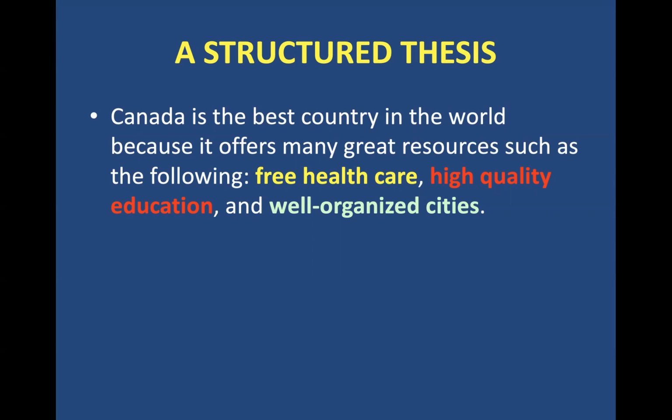So how are they going to prove that? They're going to break that down into 3 different subcategories. Those subcategories include free healthcare, high quality education, and well-organized cities. So they're going to have a paragraph on each of those subtopics to help prove how great Canada is. So that's really the way that it's done.